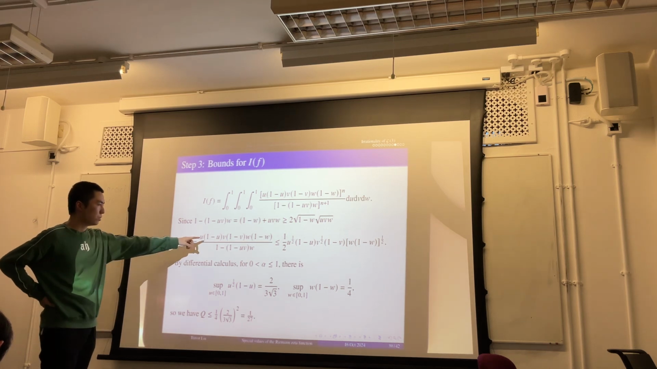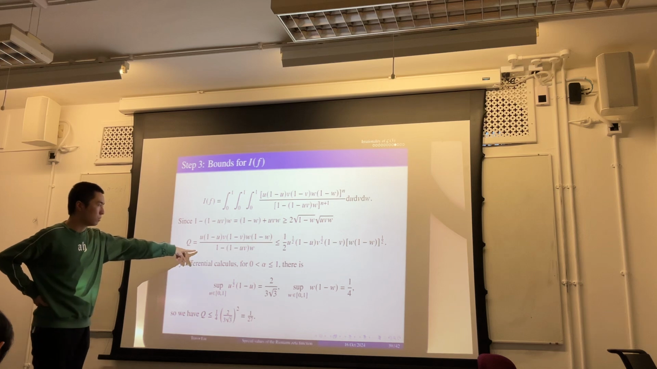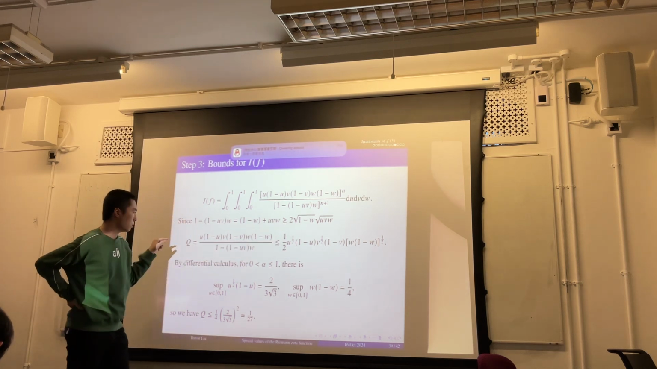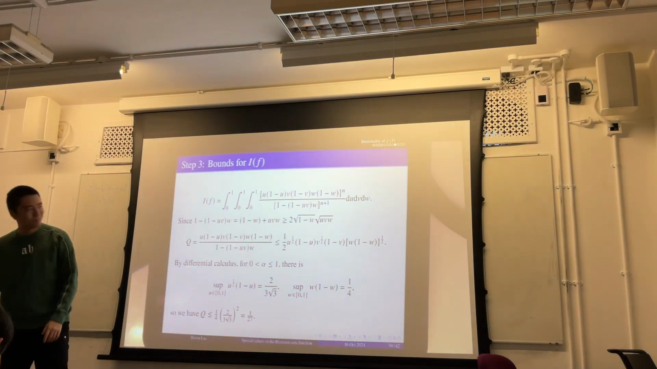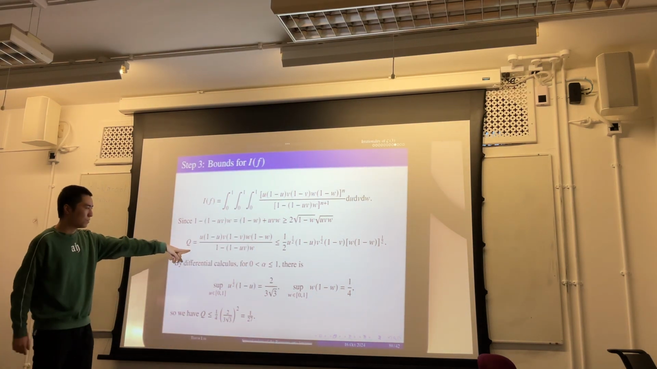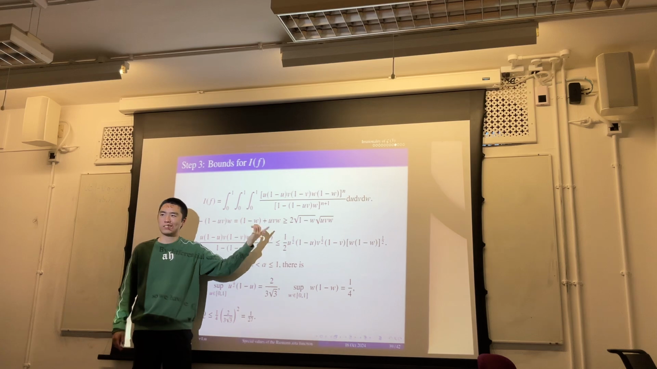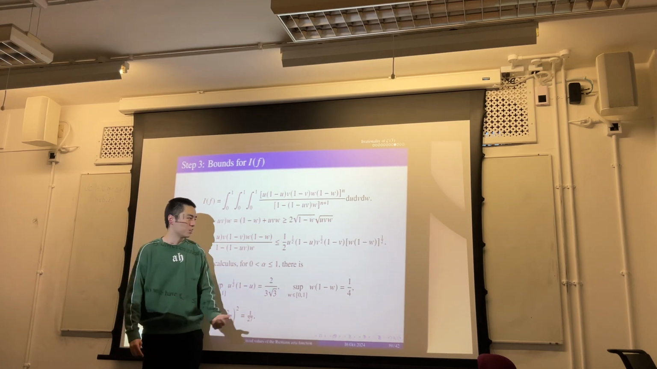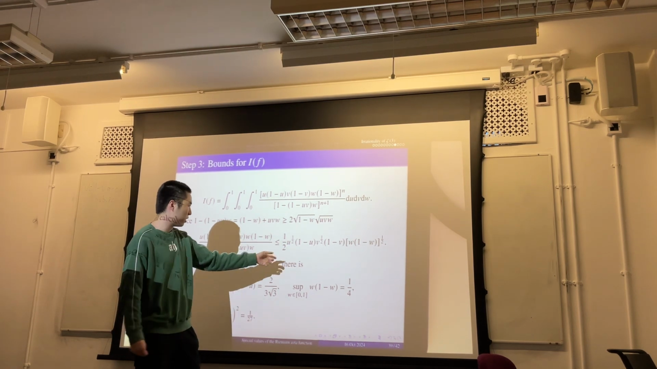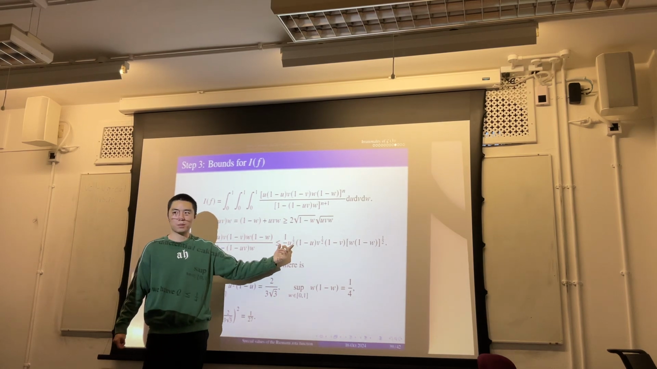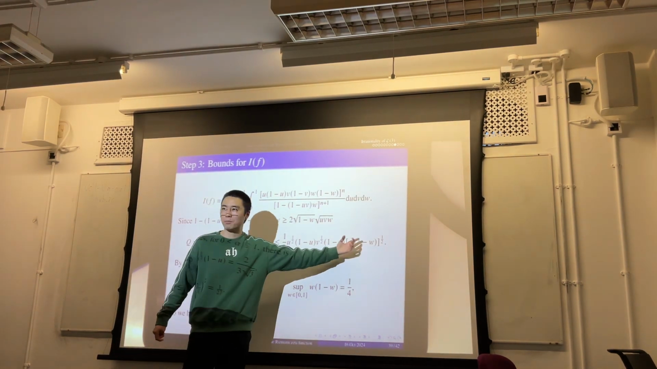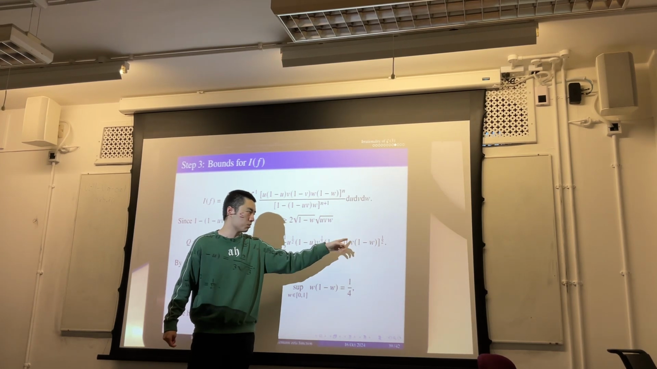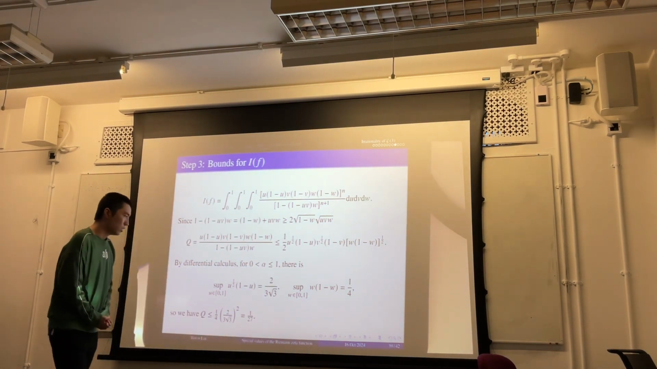And now after we plug this into this integrand, it becomes a bunch of other terms. So we see that this is always something like u to some power times 1 minus u, and this is v to some power times 1 minus v. And this is w to some power times 1 minus w.